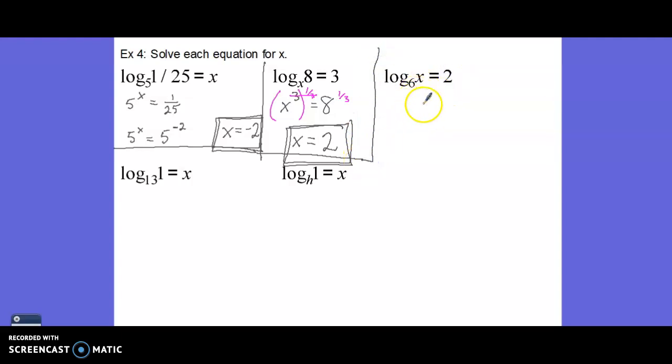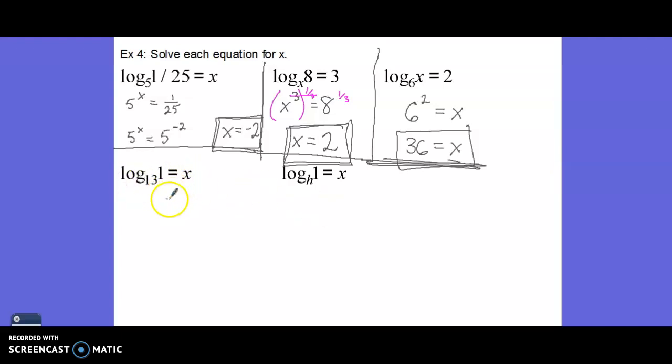As I look at the next one, changing to exponential form, 6 is your base. 2 to the second power is equal to x. Well, that's pretty easy. 6 squared is 36. So that must be what x equals. Okay. And by the way, if I'm going too fast, please write down your questions. Let me know what you're coming up with.